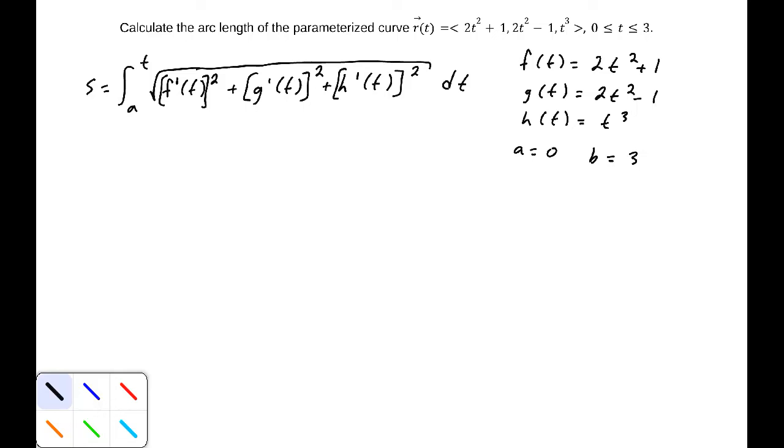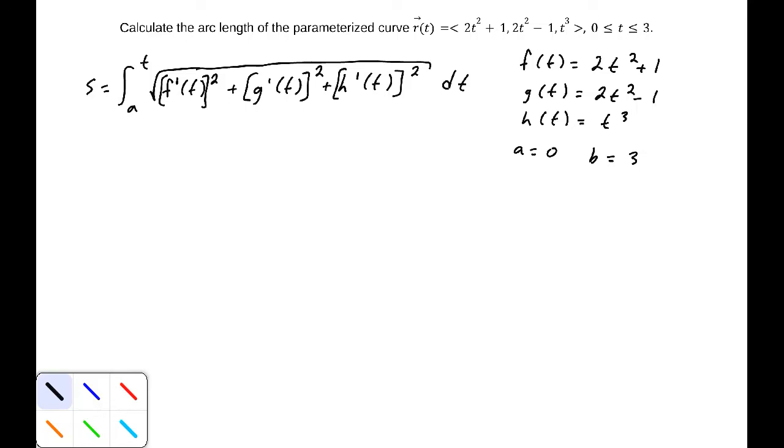The equation for arc length requires us to think of each component of our parameterized curve as a function of t. In the case of our function r of t, we're going to call f of t 2t squared plus 1, g of t will be 2t squared minus 1, and h of t will be equal to t cubed. And the bounds we're going to be dealing with are a equals 0 and b equals 3 from the bounds on t.